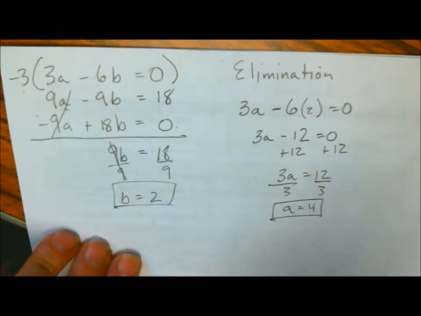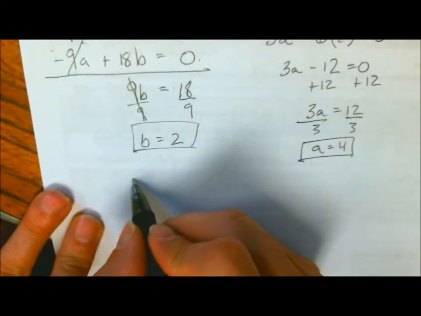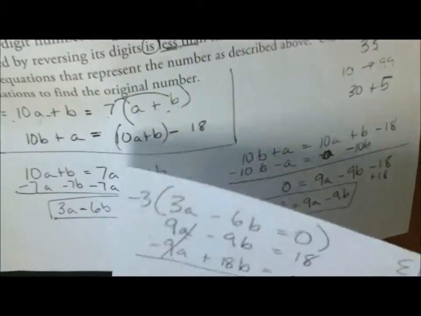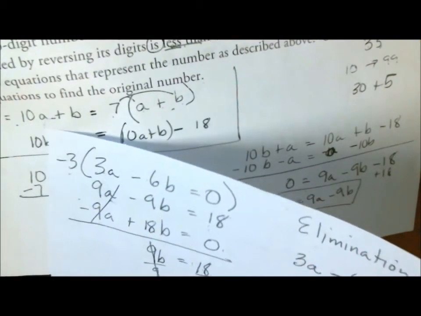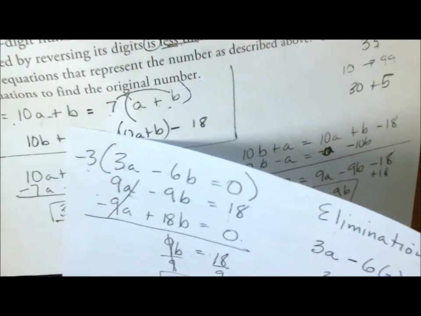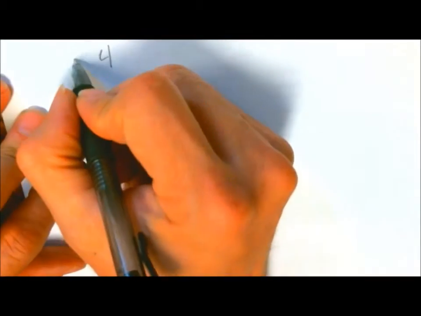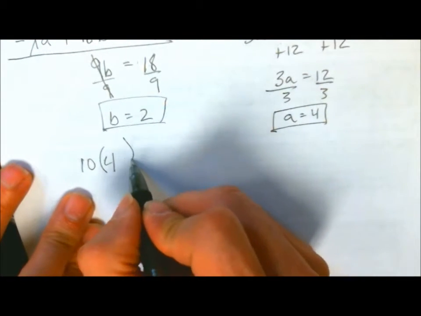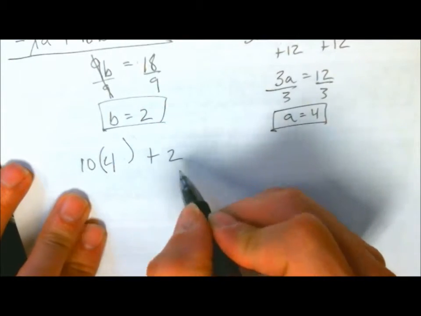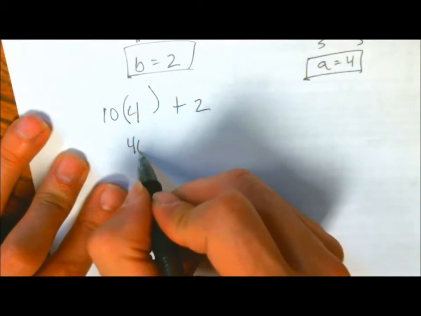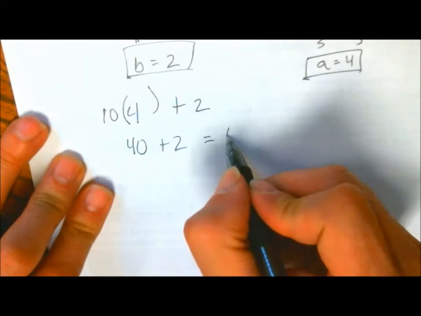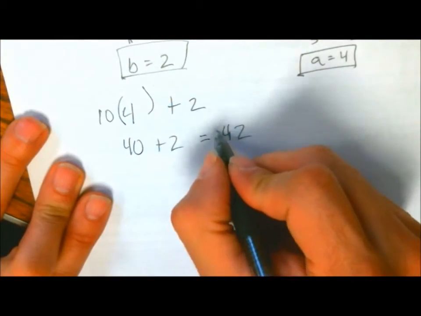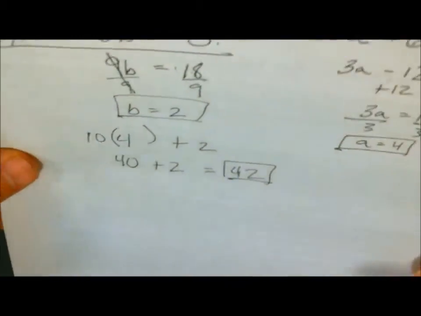Well, my two-digit number is 4... Remember back here when we did that? Right here. My two-digit number is 10 times A plus B. Right there. So my two-digit number then is 10 times 4 plus B, which is 2. 10 times 4 is 40, plus 2 is 42.